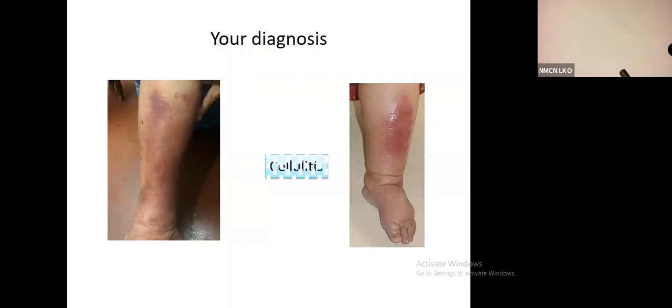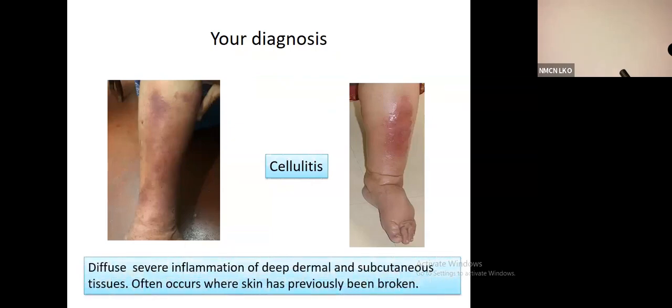Okay. So this is a cellulitis. This is diffuse severe inflammation of the dermal and subcutaneous tissues. Often occurs where you have previously had a lesion, right?